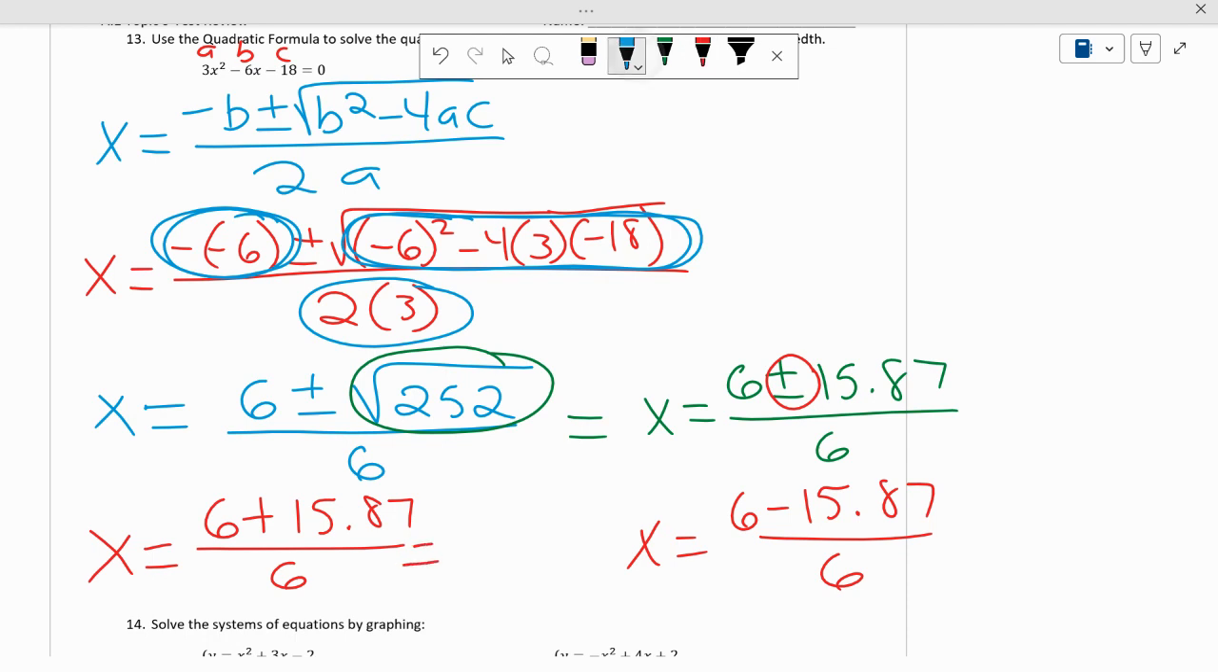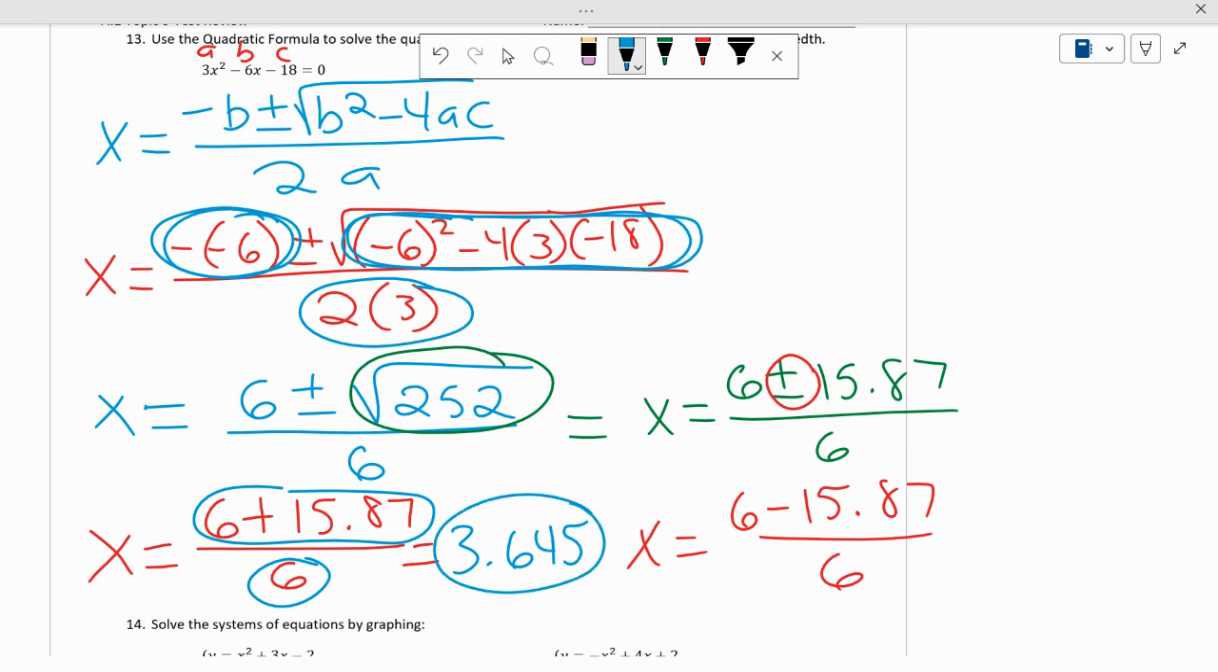You type these in as two separate steps into your calculator. You do the top, hit enter or equals, and then divide by 6. If you do it correctly, you get 3.645. That's my first answer. And then the second answer, again, you subtract the top, hit enter, and then divide, and you get negative 1.645.